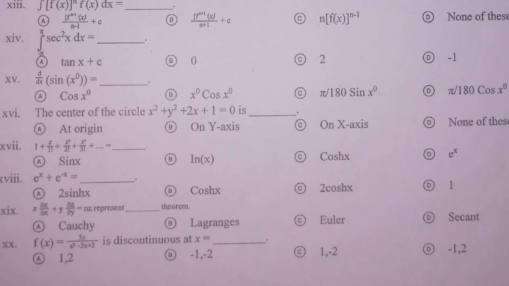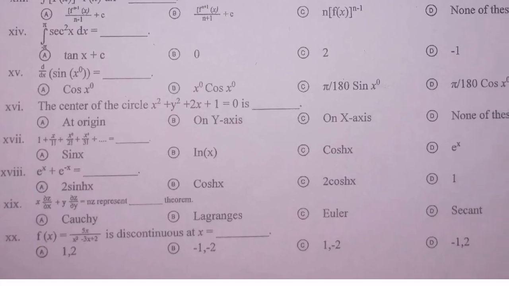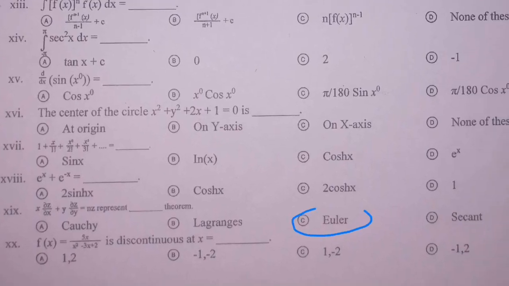x partial z by partial x plus y partial z by partial y is equal to n times z. This is the Euler theorem.